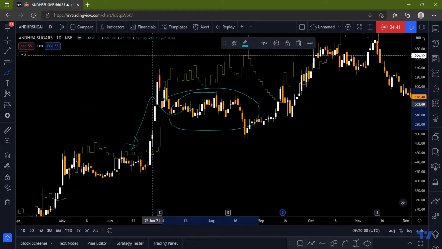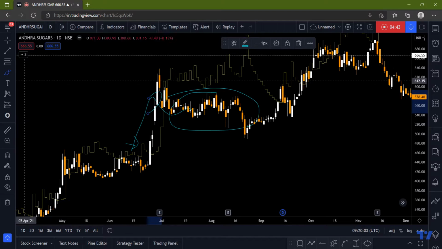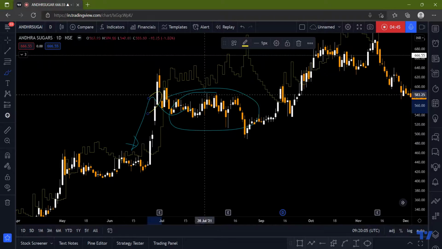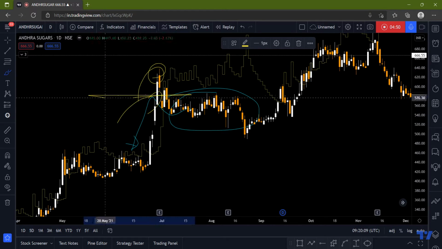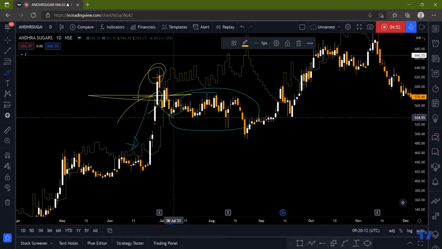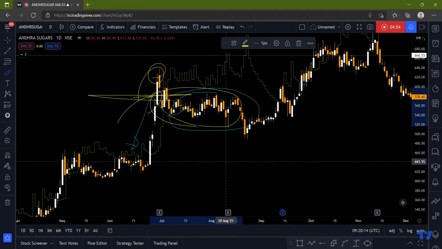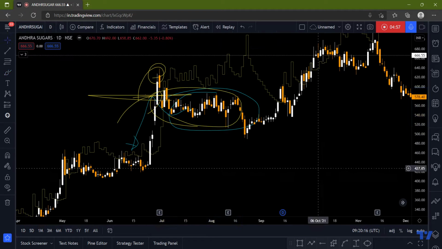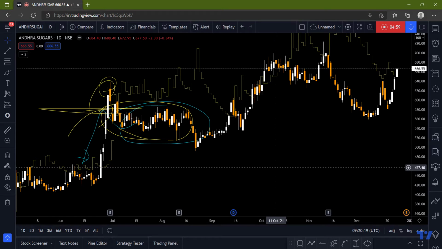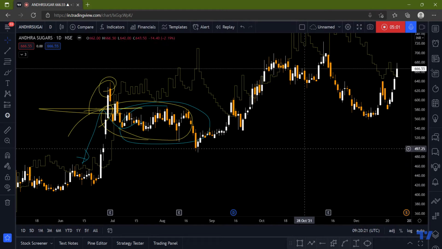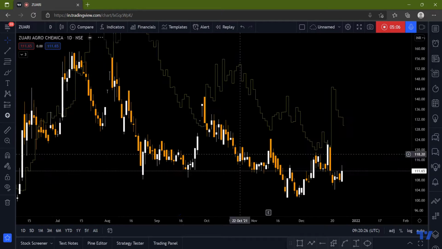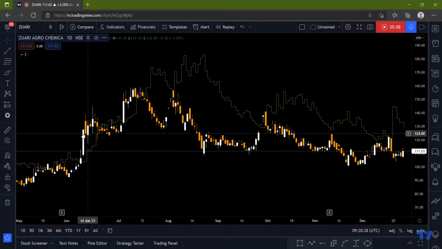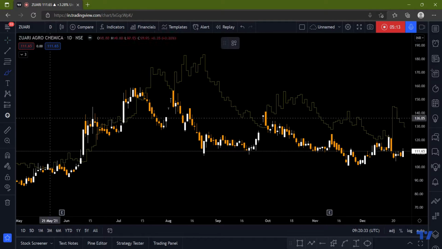Instead, after exiting here, obviously, for any trader it is very difficult to exit at the tip, so maybe we exit at the midpoint. But after that, for these 60 days, we enter any other stock which has better potential to give us better returns. So that is the strategy behind taking BTST trades, that most of the time you will see in Zuari, one of the stocks openly trading in the market.